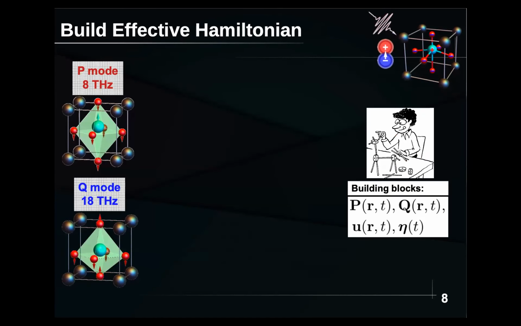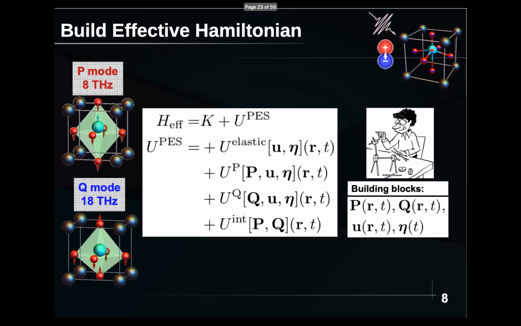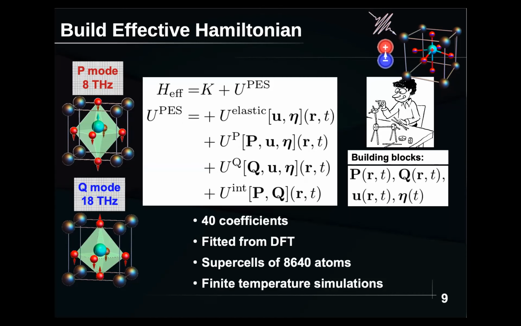So now let's come back to this PQ interaction. In this study, the P modes, Q modes, and the inhomogeneous string and the homogeneous string are the building blocks. In our effective Hamiltonian, we have the elastic energies. We have the P modes coupled to all the strings, Q modes coupled to all the strings, and the interactions between P and Q. In total, we have 40 coefficients fitted from the DFT. We perform large-scale simulations with a supercell that contains around 8,000 atoms at finite temperature.